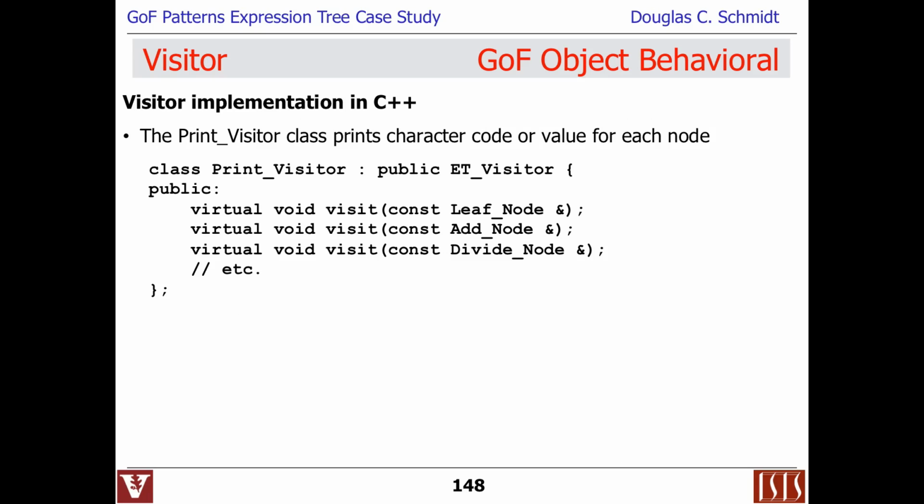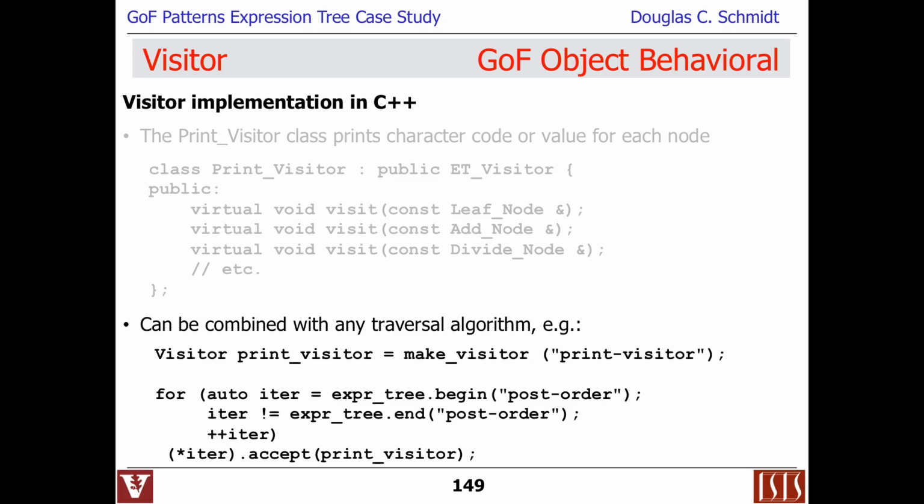So here's some code for those of you who like code. So here's a print visitor. As you can see, print visitor is a visitor. So it inherits, in this case, publicly from visitor. And it defines a whole bunch of visit methods, one for every element in the composite. So for every component node subclass, there'll be a visit method.